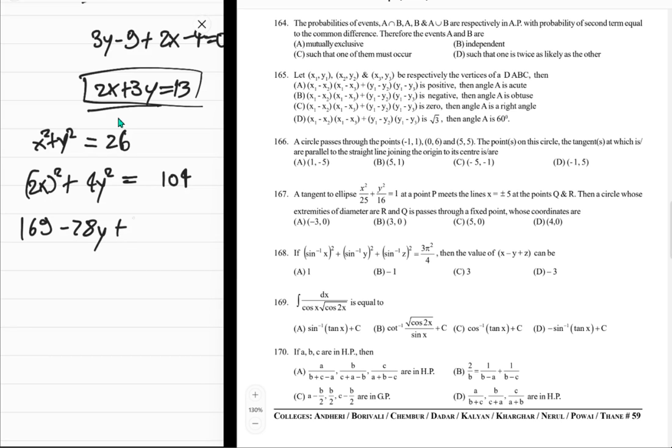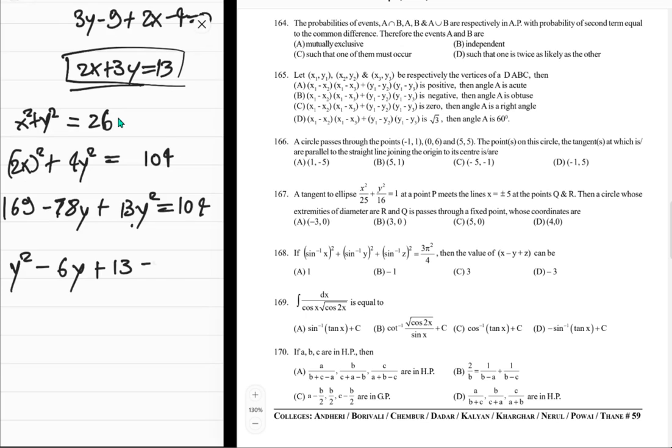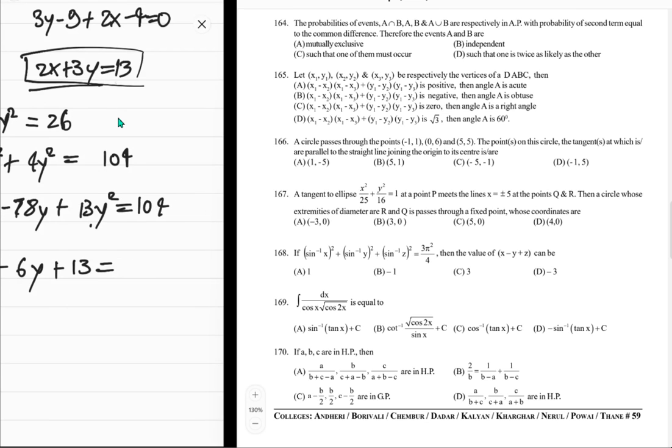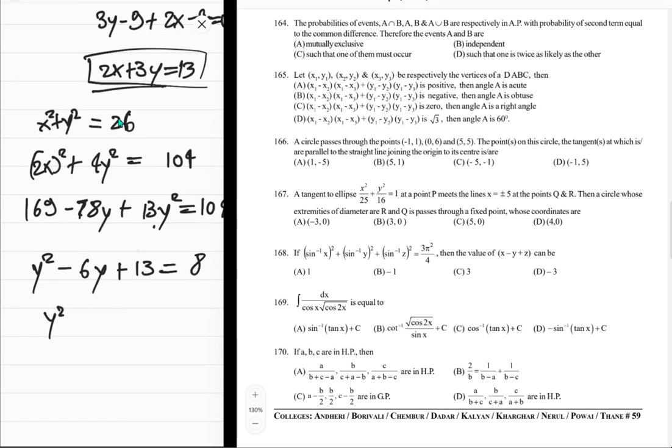Then plus 3y, so it's 9y squared. And then plus this thing, so like 13y squared actually. 13y squared, that's equal to 104, huh? So y squared minus, this is not actually a multiple of 13. Oh, it's 78, right? It is. It's just 13 times 6, of course. 6y plus 13 is equal to, so you get the 13 times 2 times 4, so it's 8. So y squared minus 6y plus 5 equal to 0. So y is 1 or 5.